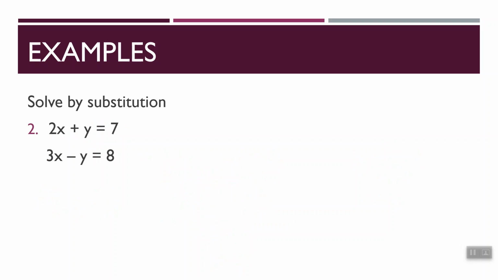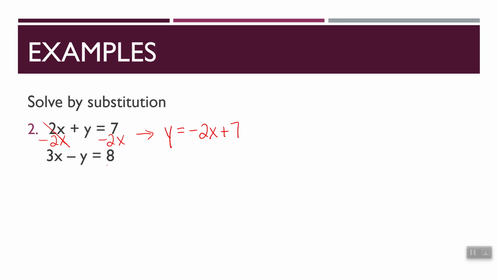Number 2, we have 2x plus y equals 7 and 3x minus y equals 8. In the first equation, you can see that the y variable has a coefficient of 1. And even more importantly, it's a positive one. So this first equation is going to be easier to solve for y than the second equation because we won't have to divide by that negative at the end. So for the first equation, I'm just going to subtract 2x from both sides. Again, I'm trying to get the y by itself. That's going to give me y equals negative 2x plus 7.